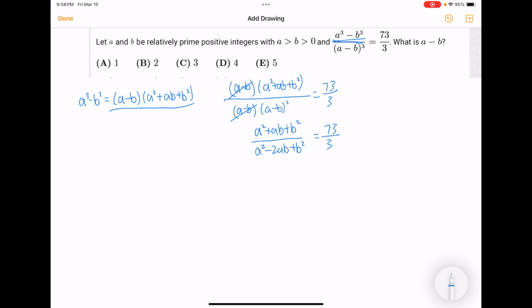And so we can see that in both the numerator and in the denominator, we have a squared plus b squared. And then we also have ab. So we can set x to be a squared plus b squared and y to be ab. This will just make everything easier because now it's just one variable. And we can plug that in. So in the numerator, we would just simply have x plus y. And then in the denominator, we would have x minus 2y. And now we can just cross multiply.